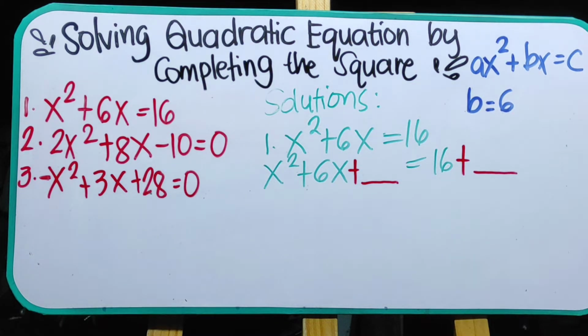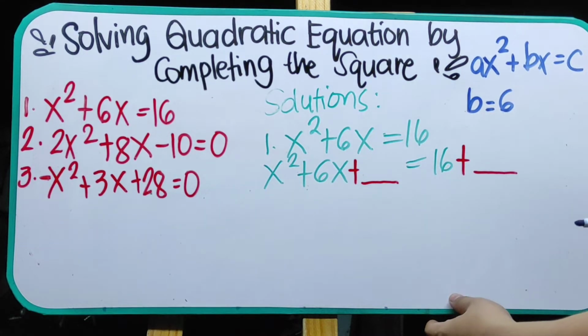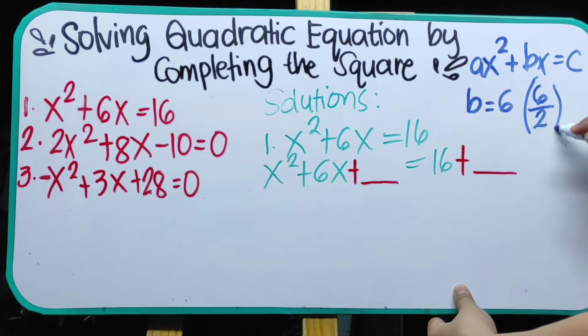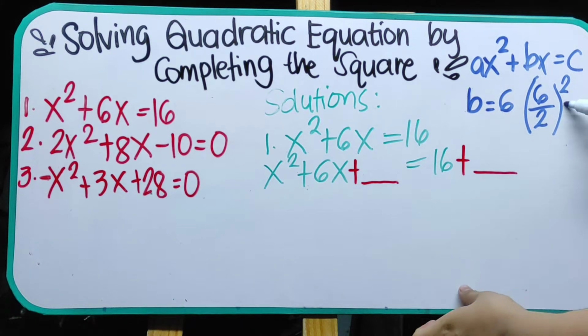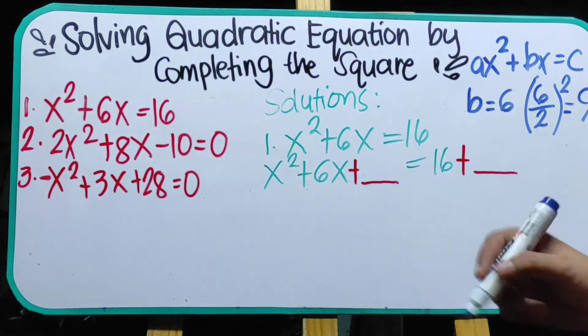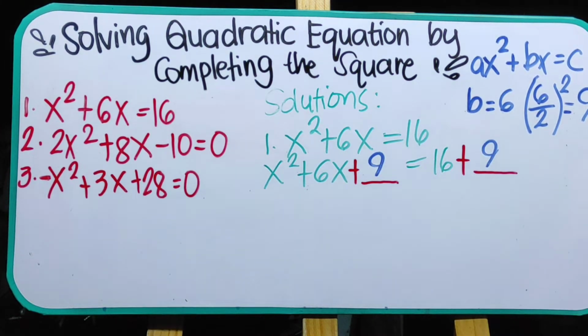Ano ngayon ang gagawin natin kay 6? Kukunin po natin ang kalahati ni 6. So, magkakaroon tayo ng 6 divided by 2. Whatever is the quotient, i-squared lang po natin. So, in example number 1, we have 6 divided by 2, that is 3. 3 squared is equal to 9. Ngayon, si 9, ayan po ang idadagdag natin dito. Ayan po. Next step.